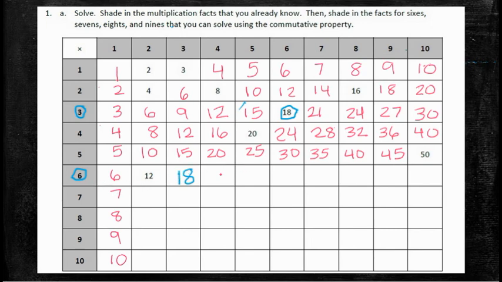Now we haven't done our factors of 6, 7, 8, or 9 yet, but we know because of commutativity that we can go this way as well. So 2, 4, 6, 8, 10, 12, and keep going. And remember, we have 3. So here's our 18. Remember, we did this already.